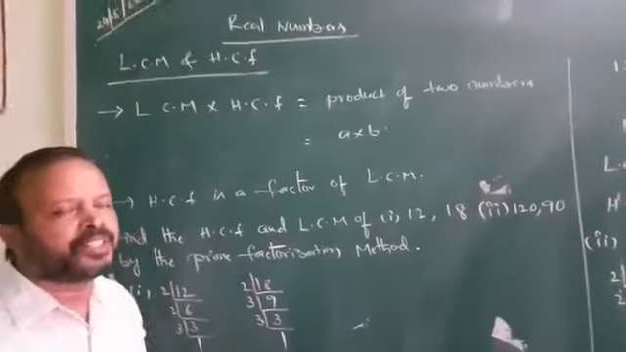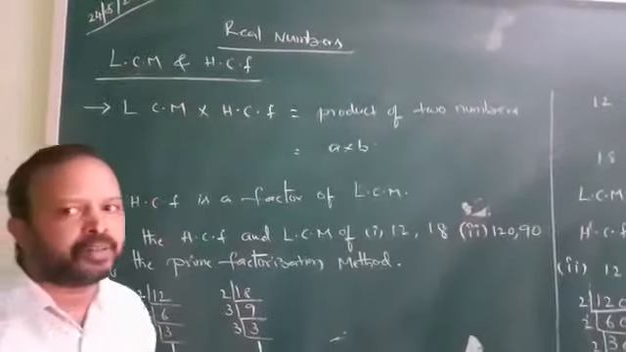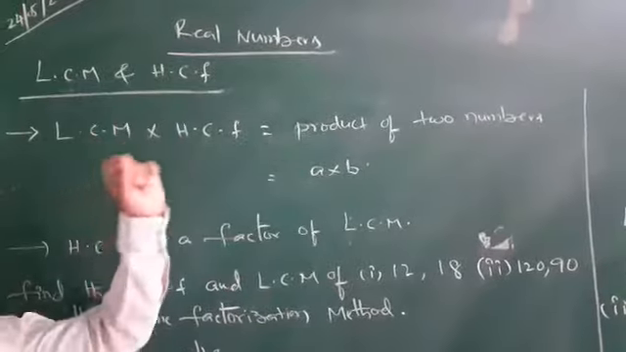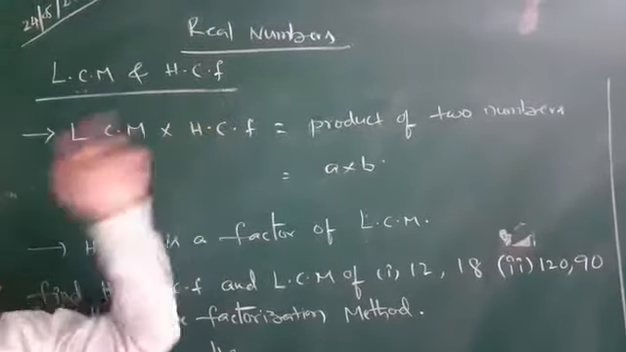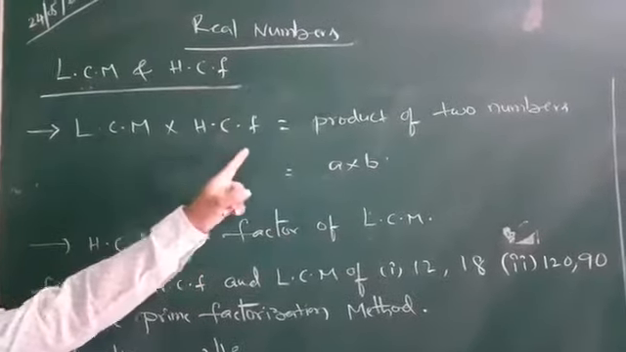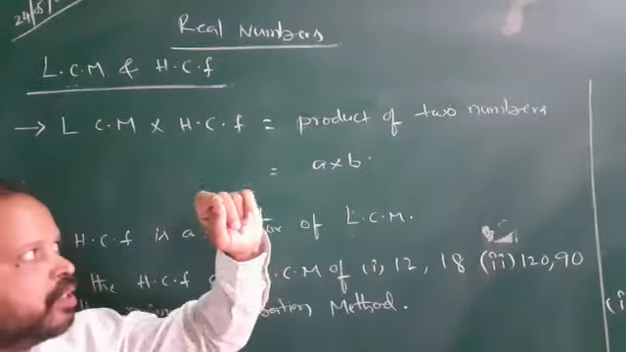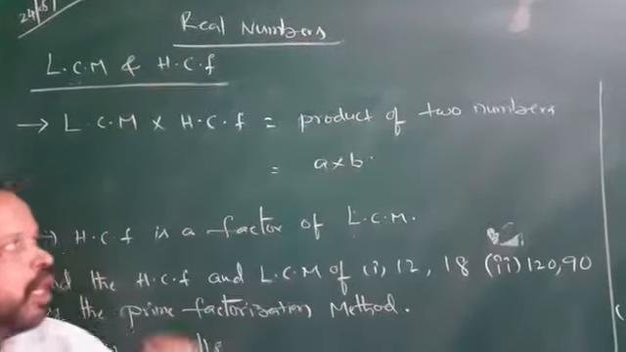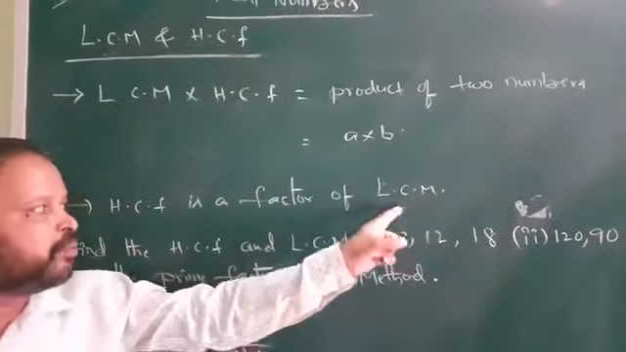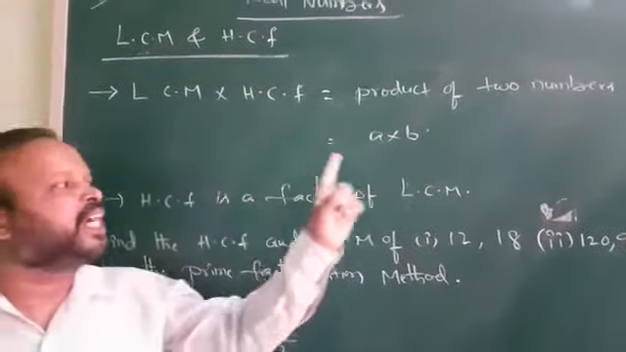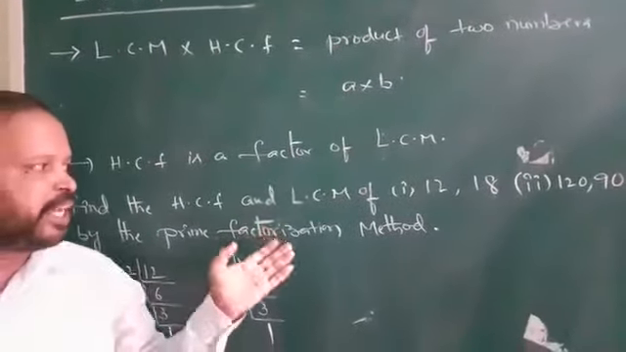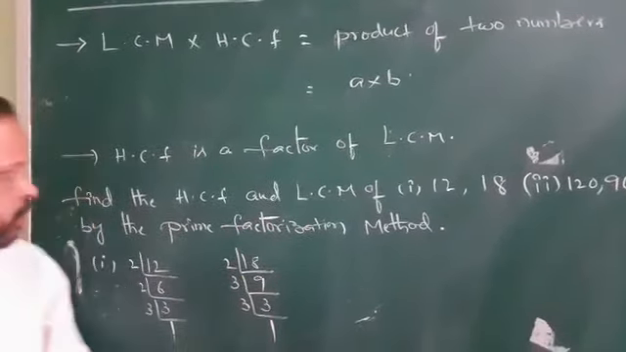Next our concept is LCM and HCF. Already you know LCM means least common multiple and HCF means highest common factor. So what is the relation between LCM and HCF? The product of LCM and HCF is equal to the product of the two numbers, that means A into B. And one more condition is HCF is a factor of LCM, that means HCF divides the LCM. So using these concepts, we can find LCM and HCF for the given integers.